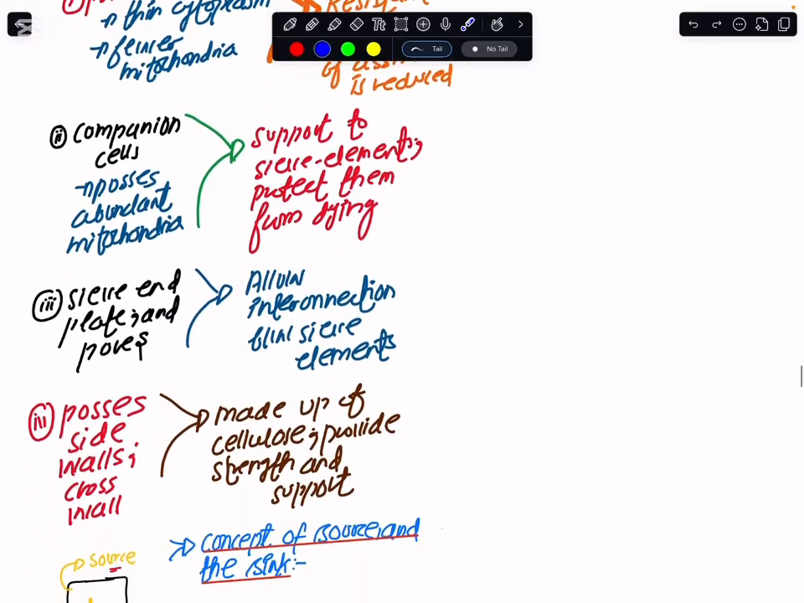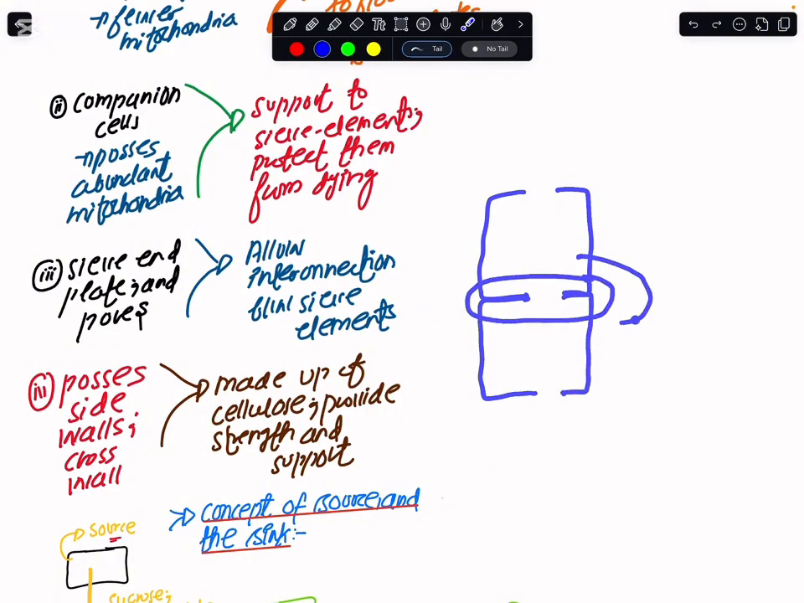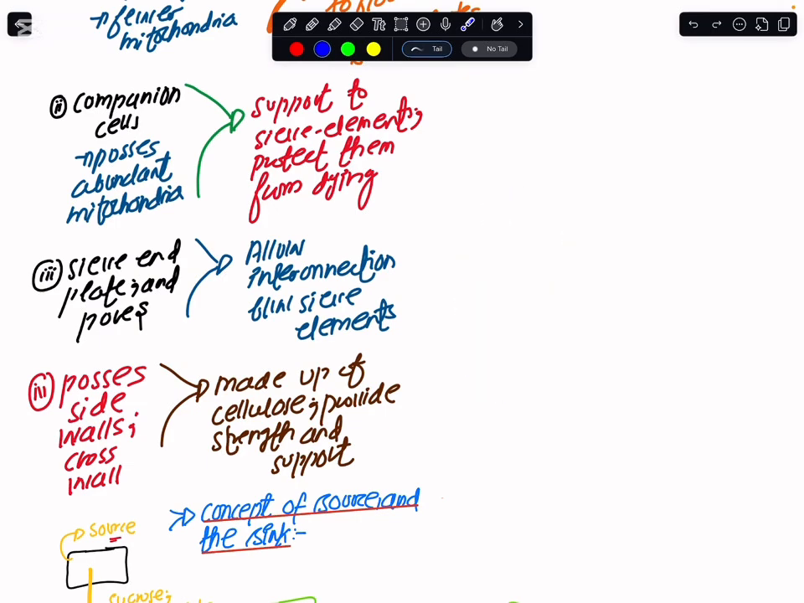Other than that, if I have one phloem sieve tube element and this is another phloem sieve tube element, you see that when they join with one another or make a connection with one another, we make a plate, and that is the sieve end plate. In the sieve end plate, we have the sieve pores. The sieve pores act as an interconnection and accommodate the movement of the sucrose and the amino acids from one phloem sieve tube element to the other phloem sieve tube element that we have.